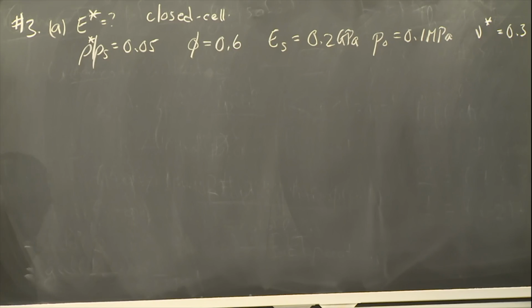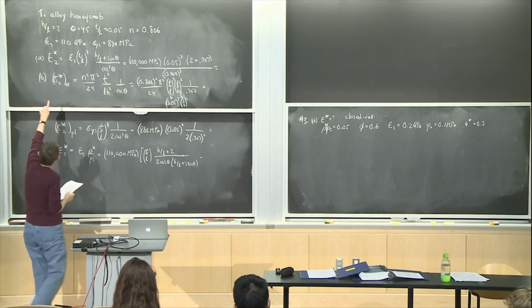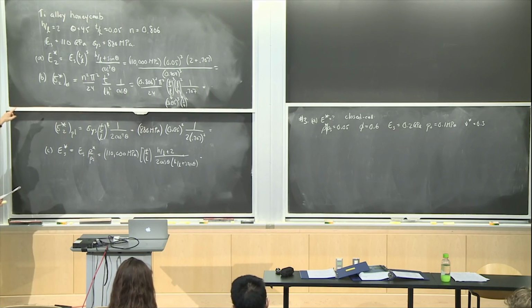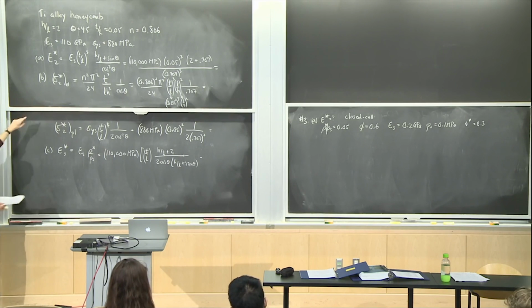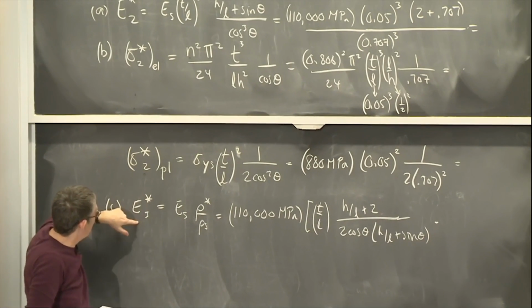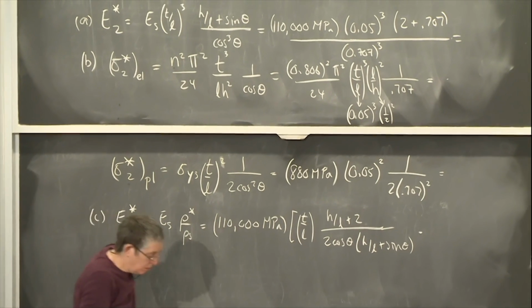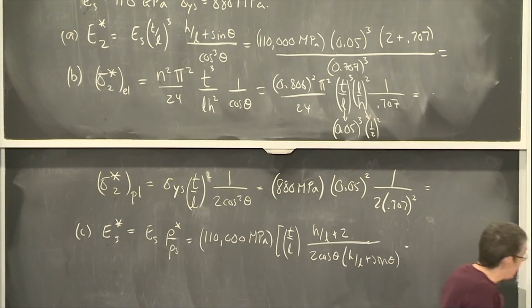I was supposed to say something about the mechanism of deformation and failure for the first one. The mechanism of deformation in the modulus in the two direction is bending. The mechanism of failure here is buckling. The mechanism of failure here is yielding. And the mechanism of deformation here was axial deformation. I forgot to say that. Okay, let me go back here.